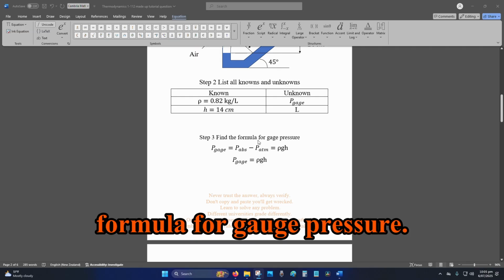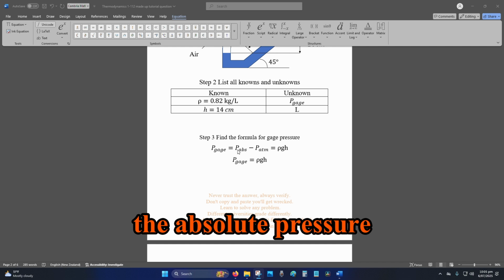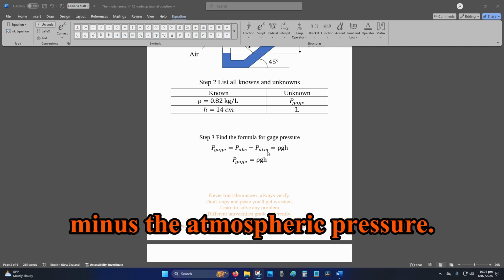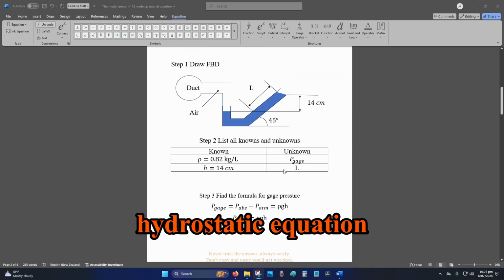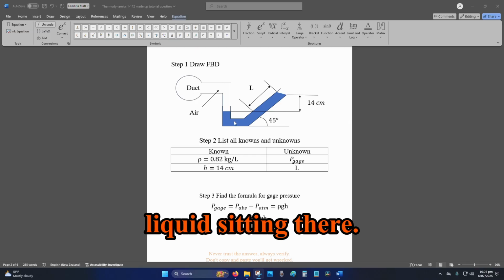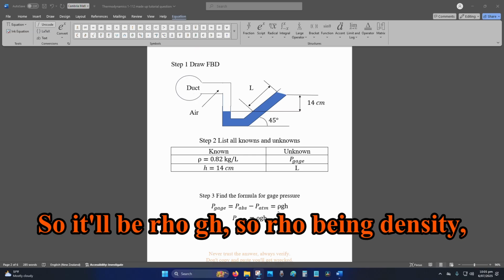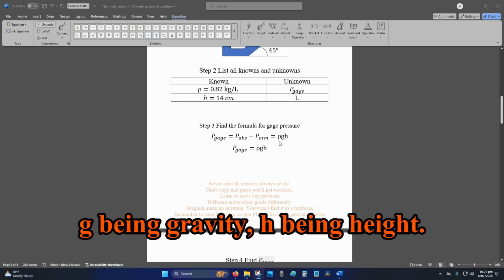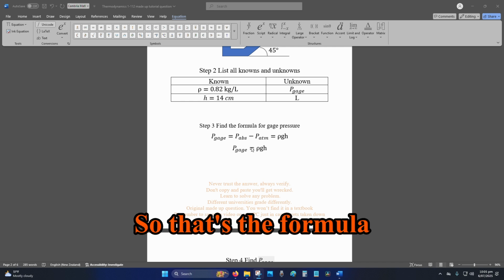So step 3, find the formula for gauge pressure. So P gauge is equal to the absolute pressure minus the atmospheric pressure. In this case, it will be equal to the hydrostatic equation because this is just liquid sitting there, so it's not moving. So it'll be rho g h, so rho being density, g being gravity, h being height. So that's the formula that we're going to use.